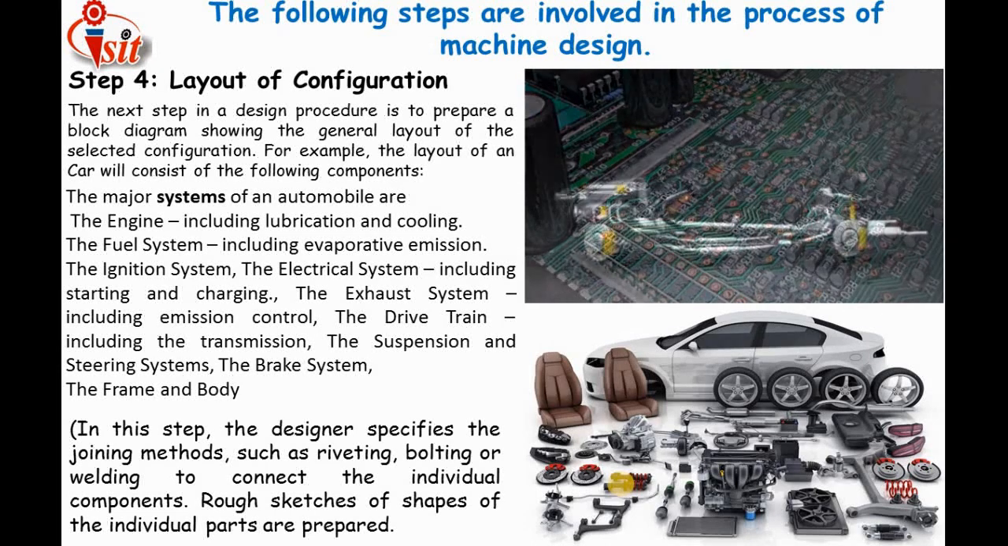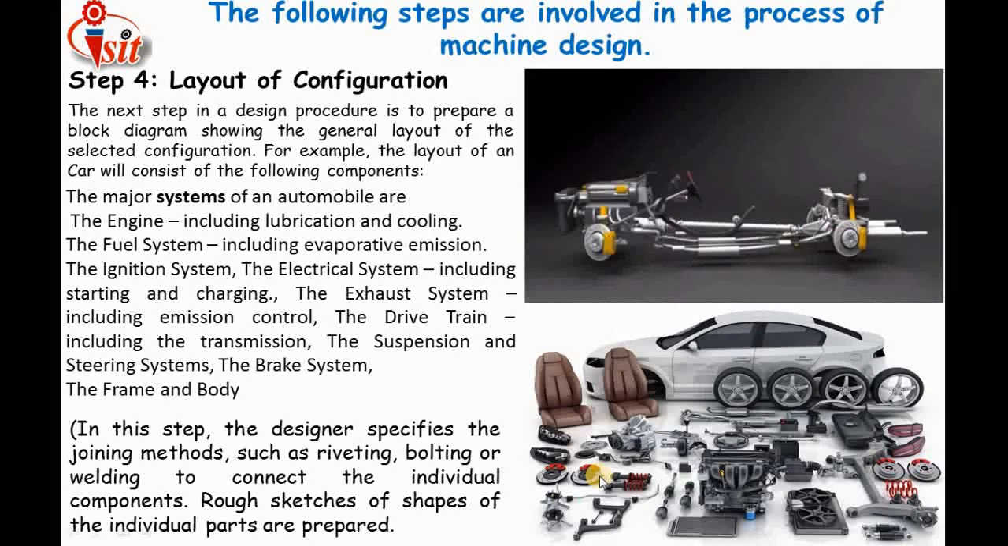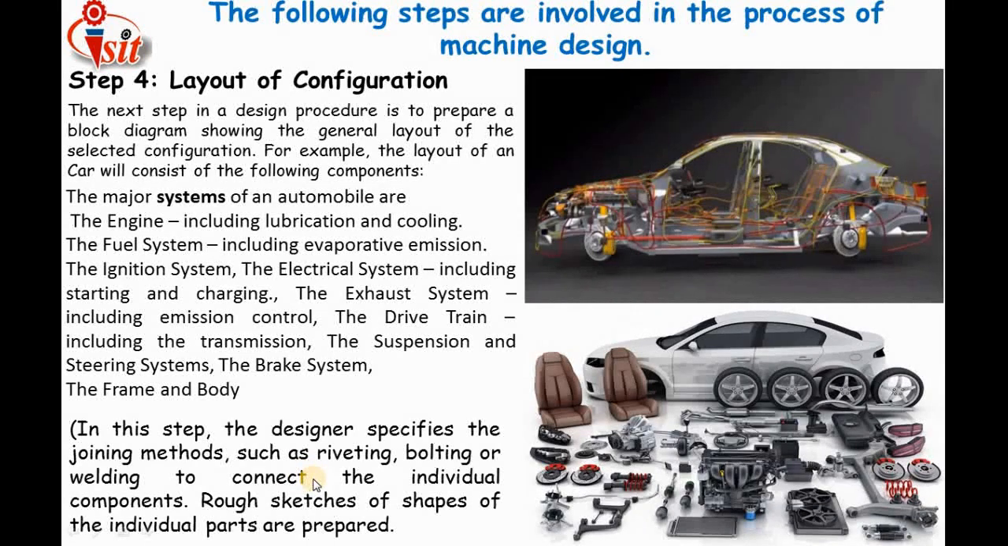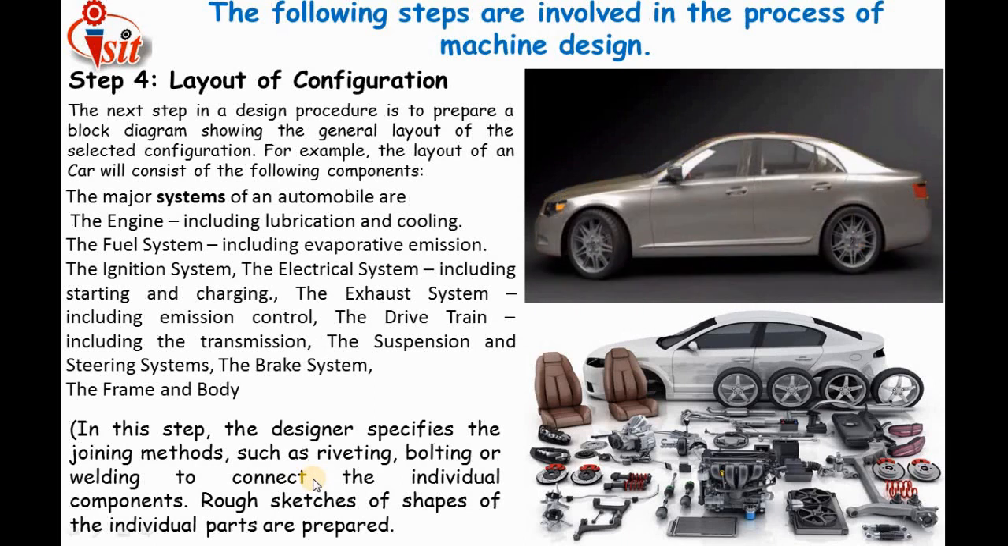Okay, so at this step, the design engineer has to decide what kind of joining method should be selected, whether to go for riveting, welding, or bolting. So at this step, the design engineer prepares the general layout of every component, and the joining, that is, what kind of assembly or joining method should be adopted, is finalized.